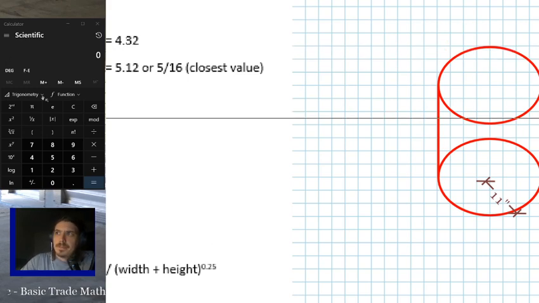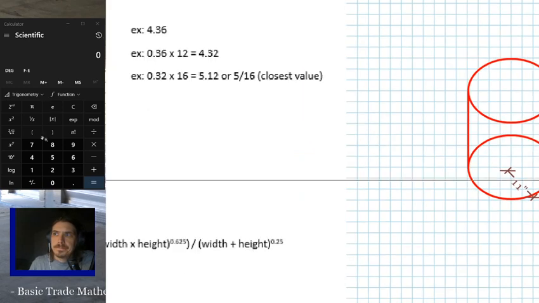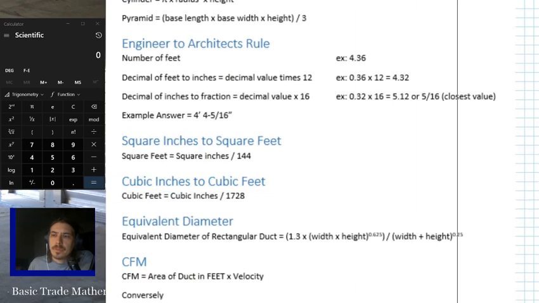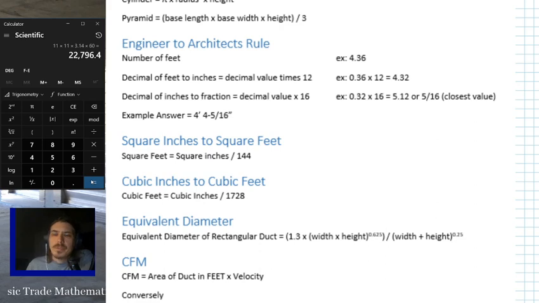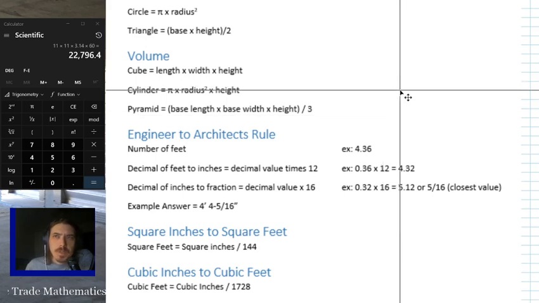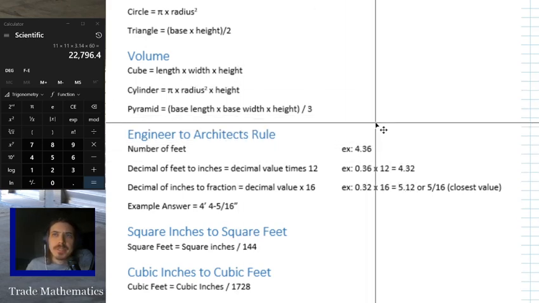Say it's 60 inches tall. 11 times 11 times 3.14 times 60. So 11 times 11 times 3.14 times 60, 22,796 cubic inches of room. Engineer's rule to architect's rule. We're going to skip now.